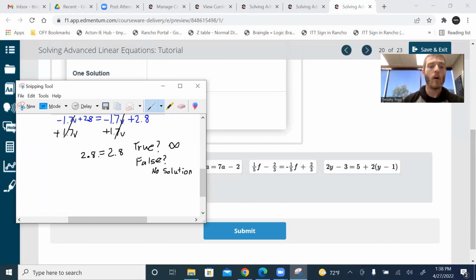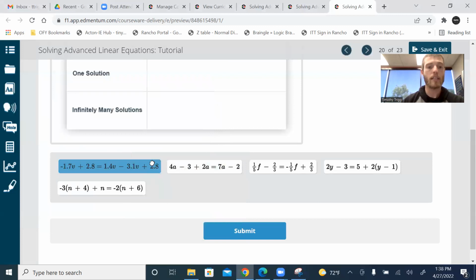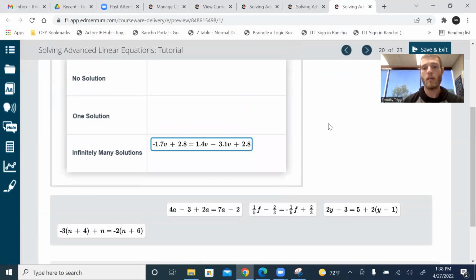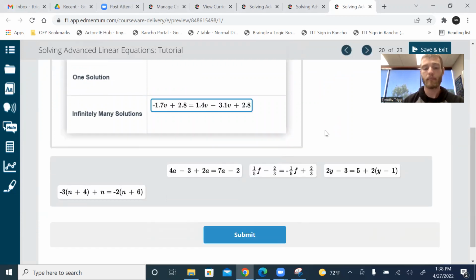Okay. Well, in this case, this is true, isn't it? Yeah, 2.8 does in fact equal 2.8. This is a true statement. Okay, and there's no variables here. They all cancel. We got a true statement, which means infinitely many solutions. So we're going to go ahead and take this first equation and put it in this infinitely many solutions category.